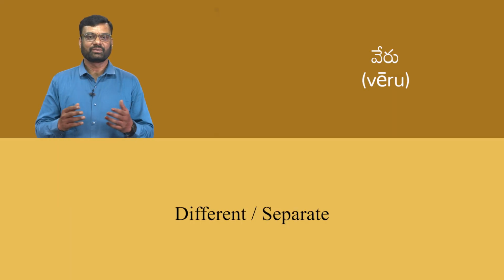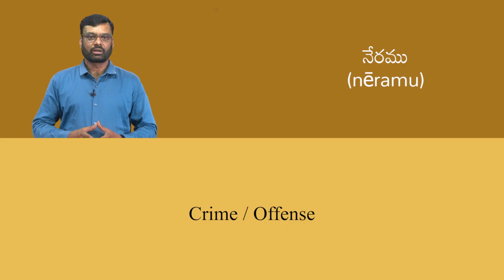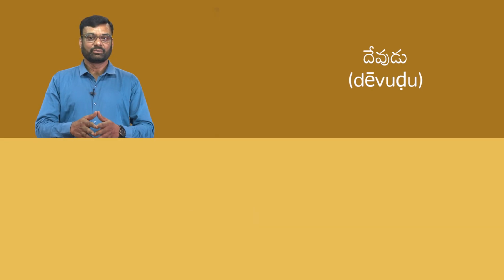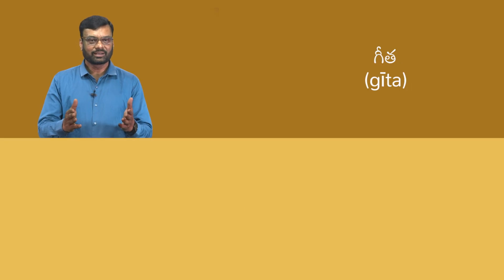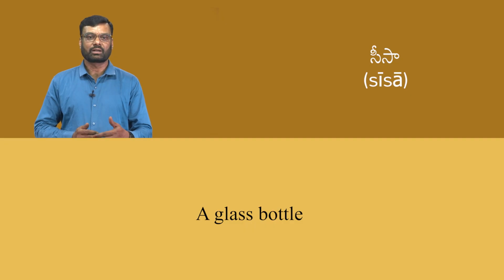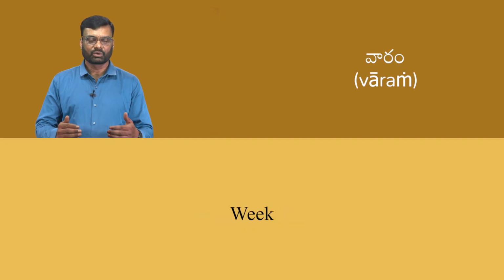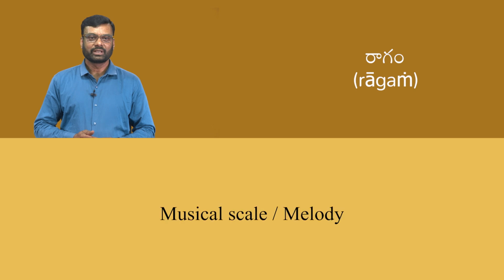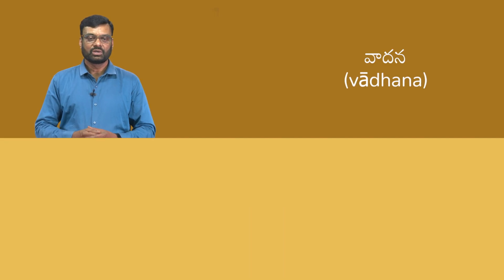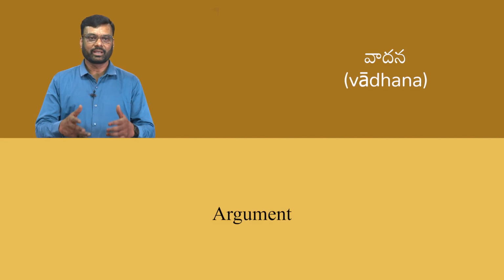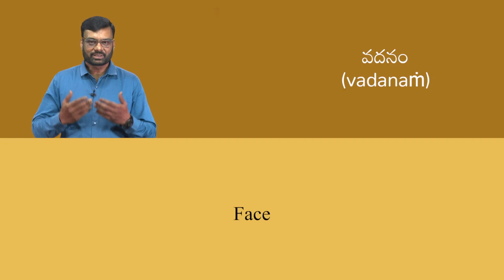Veru, which means different or separate. Neram, which means crime or offense. Devudu, which means God. Nava, which means boat. Gita, which means line. Sisa, which conveys glass or bottle. Varam, week. Ragam, which conveys musical scale or melody. Emiti, which means what is it? Vadana, which means argument. Vadanam, which means face.